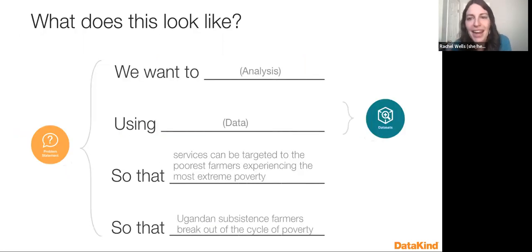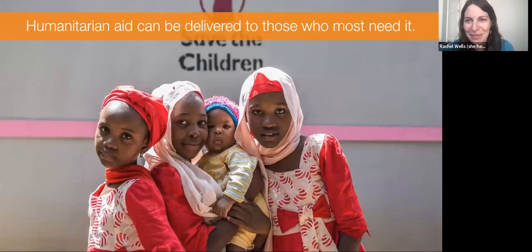So we see an example of that here. Services can be targeted to the poorest farmers experiencing the most extreme poverty so that Ugandan subsistence farmers break out of the cycle of poverty. So we'll look at our other project example.